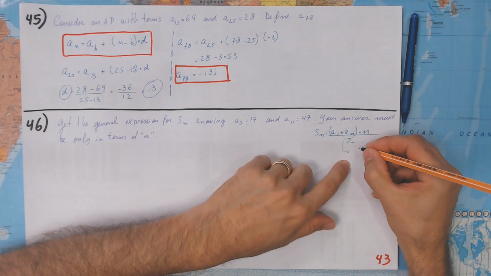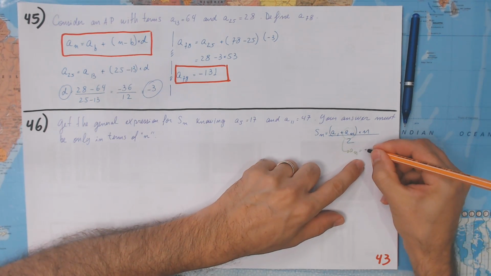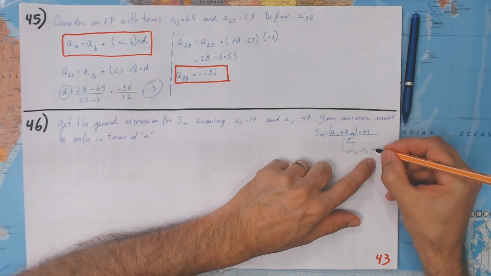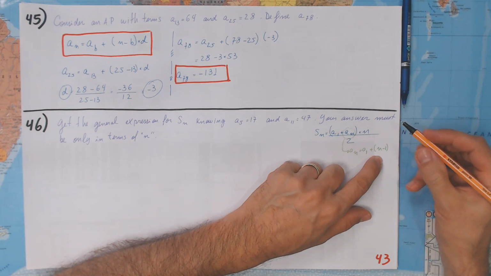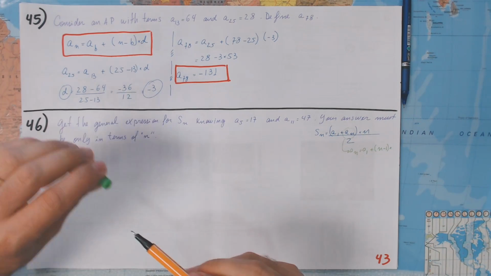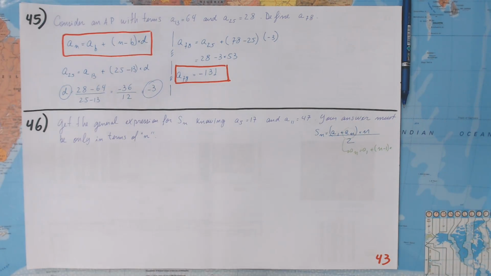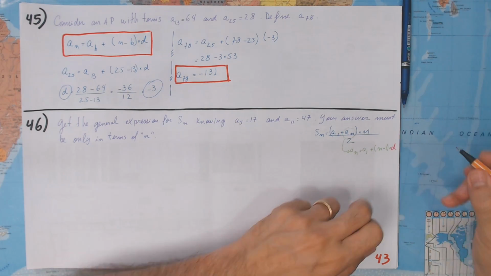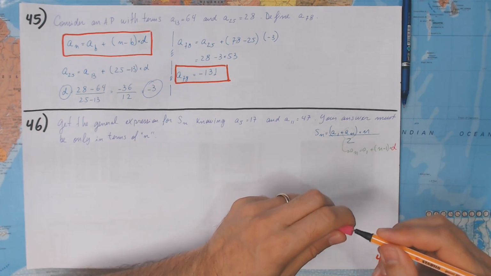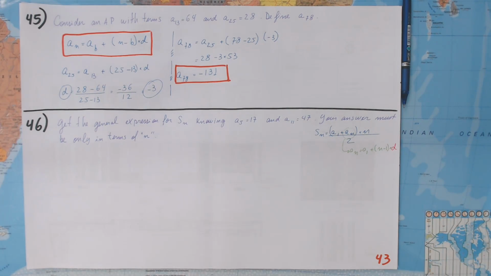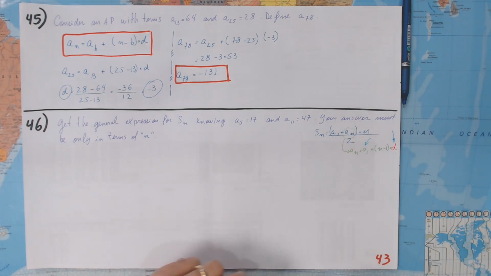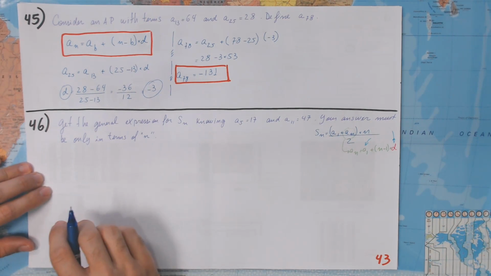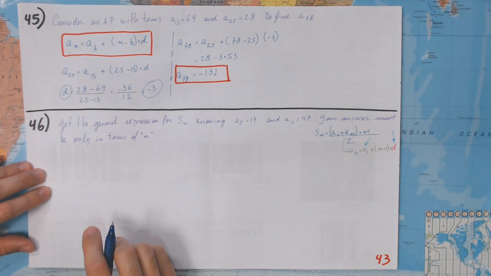An is going to be A1, which we are going to find, plus (n minus 1). No problems, I can leave that in terms of n. Times the common difference, and this one we have to find. So we have to find two things in here. That is going to be our goal for this exercise. We have to find D, and we have to find A1. Once we know those, just plug in the formula, and the answer is ready to be given.